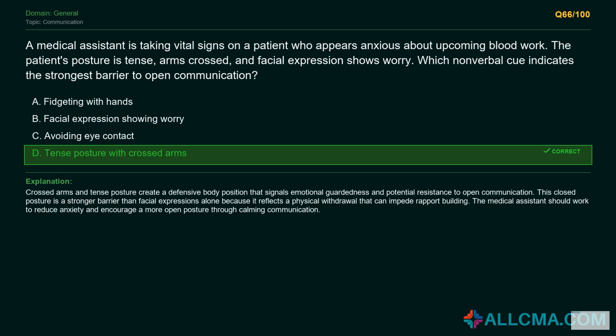The correct answer is D. Crossed arms and tense posture create a defensive body position that signals emotional guardedness and potential resistance to open communication. This closed posture is a stronger barrier than facial expressions alone because it reflects a physical withdrawal that can impede rapport building. The medical assistant should work to reduce anxiety and encourage a more open posture through calming communication.